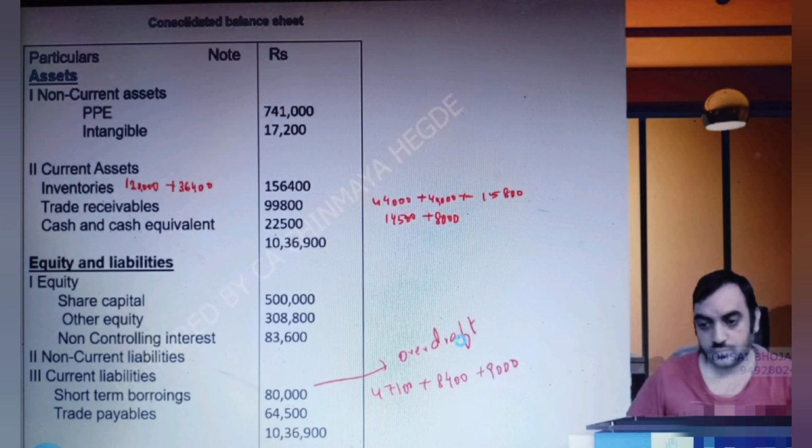So the opening balance is pre-acquisition. The current year up to 1st of July is also pre-acquisition, up to the date of acquisition. And subsequently, it's going to be post-acquisition. Please write this down. Then we do the revaluation calculation, and then as usual, we'll go further.